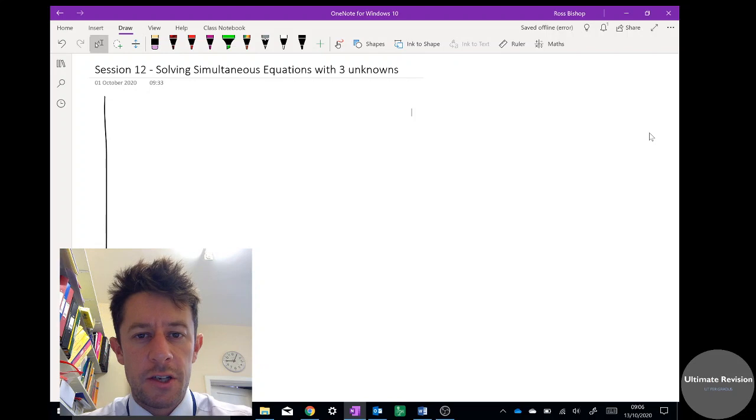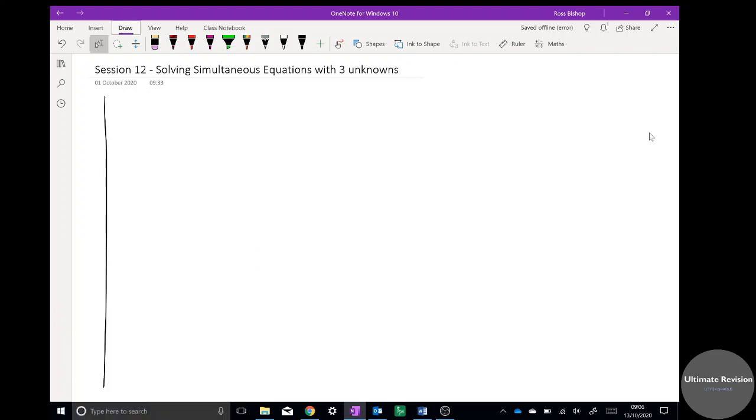Solving simultaneous equations with 3 unknowns. Okay, so I'm going to go straight in with an example. And you would have done 2 unknowns at GCSE level, probably even earlier than GCSE. But this time we're going to have 3 unknowns, x, y, and z in this case. So the question might be solve the following.